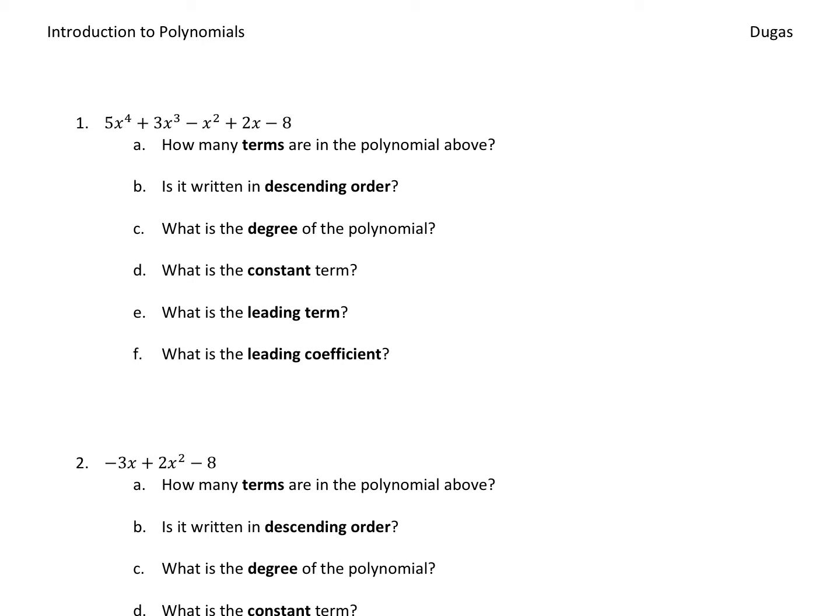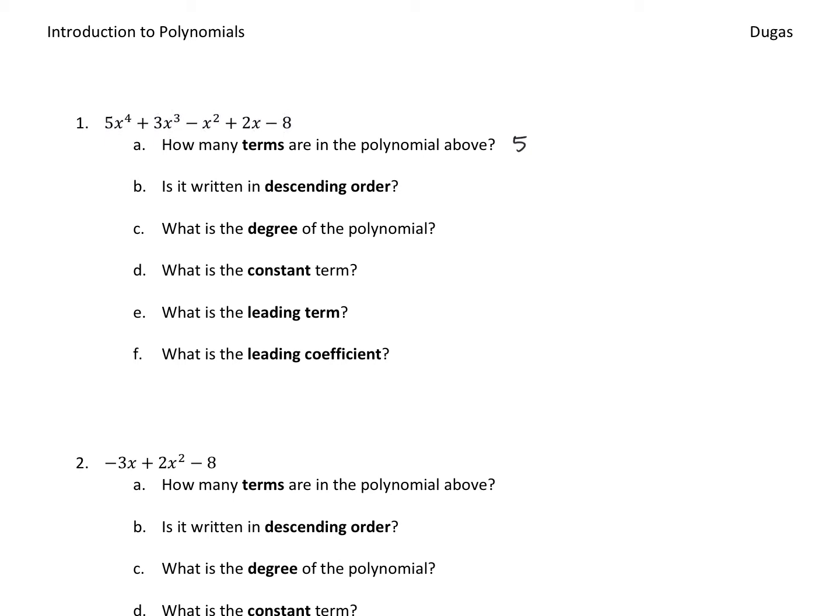You can see numbers, you can see variables. So the first thing you need to know is what a term is. Terms are separated by plus and minus signs. So here's a term, here's another term, term, term, term. So you see that each time you get a plus or a minus, it's separating a new term. So you can see in this example, there are 5 terms. So in part A, how many terms are in the polynomial above? There are 5.